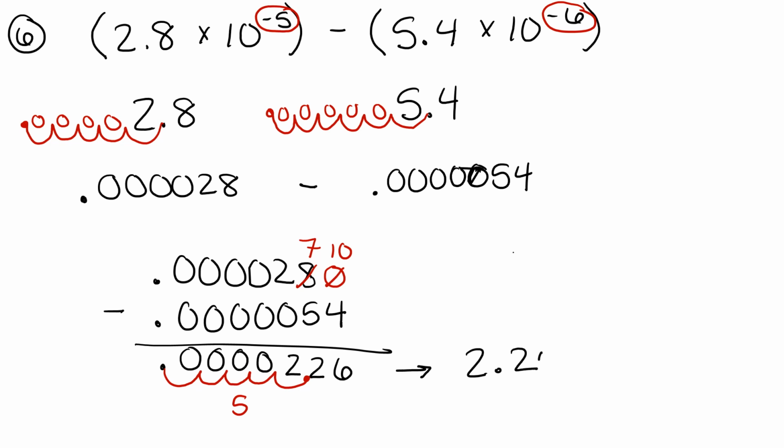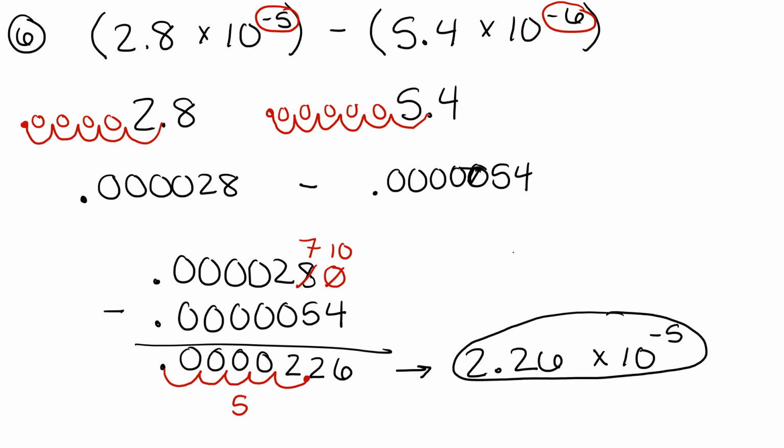And so our answer becomes 2.26, always times 10, and this would be to the negative 5th power. 5 because we move the decimal 5 times, and negative because the zeros are in the front.